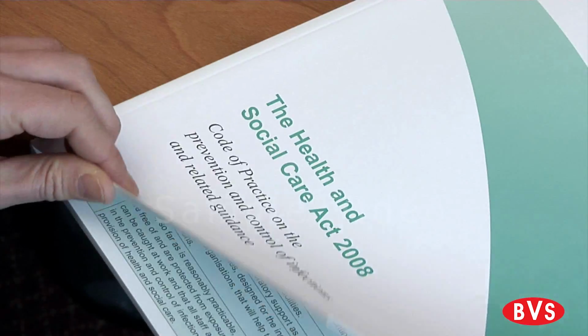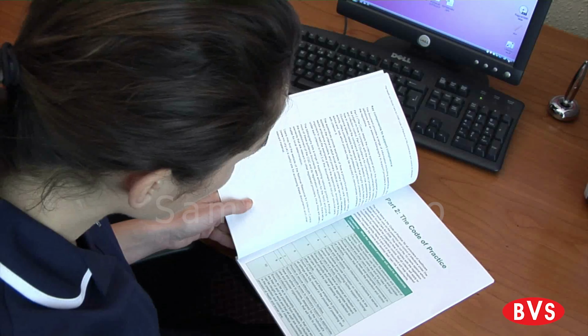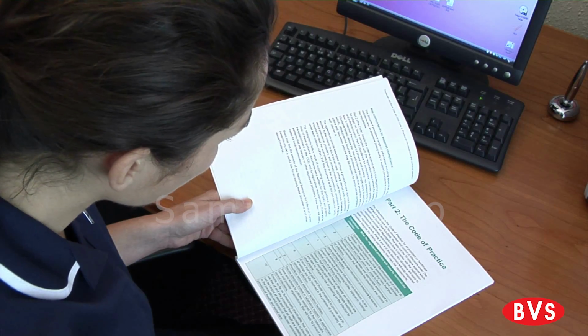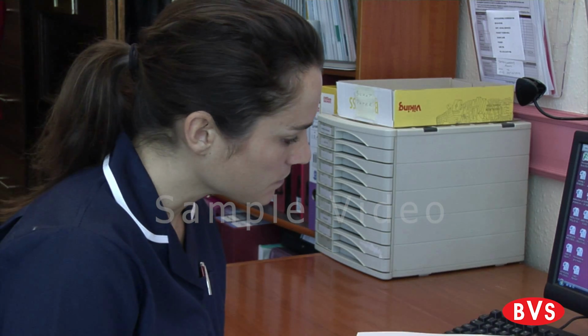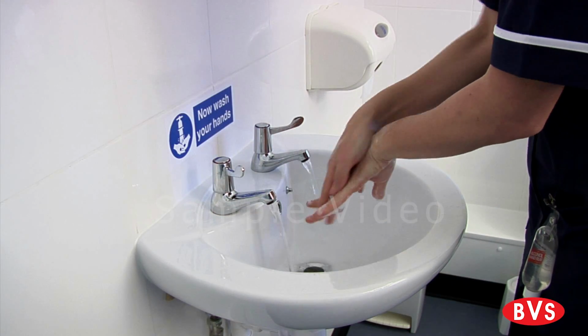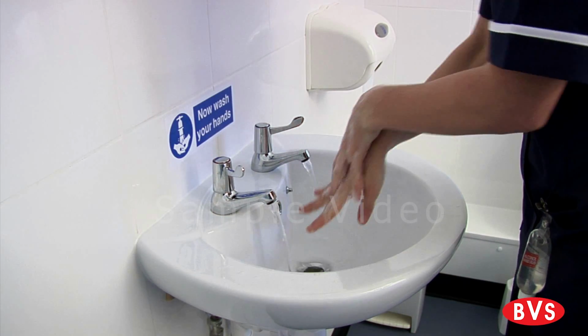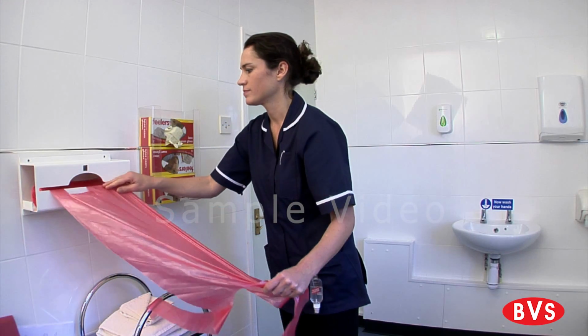The Code of Practice in the Health and Social Care Act sets out 10 criteria that a care home is judged against to show they comply with the registration requirements for cleanliness and infection control. By following standards of best practice set out in this video, such illnesses and subsequent admissions to hospital can be avoided.